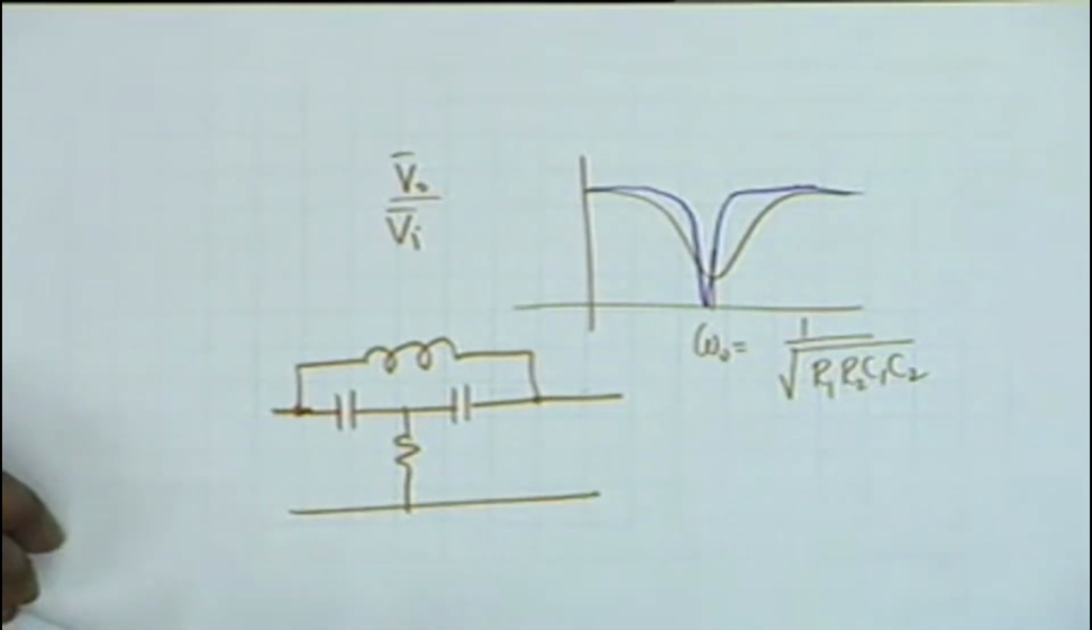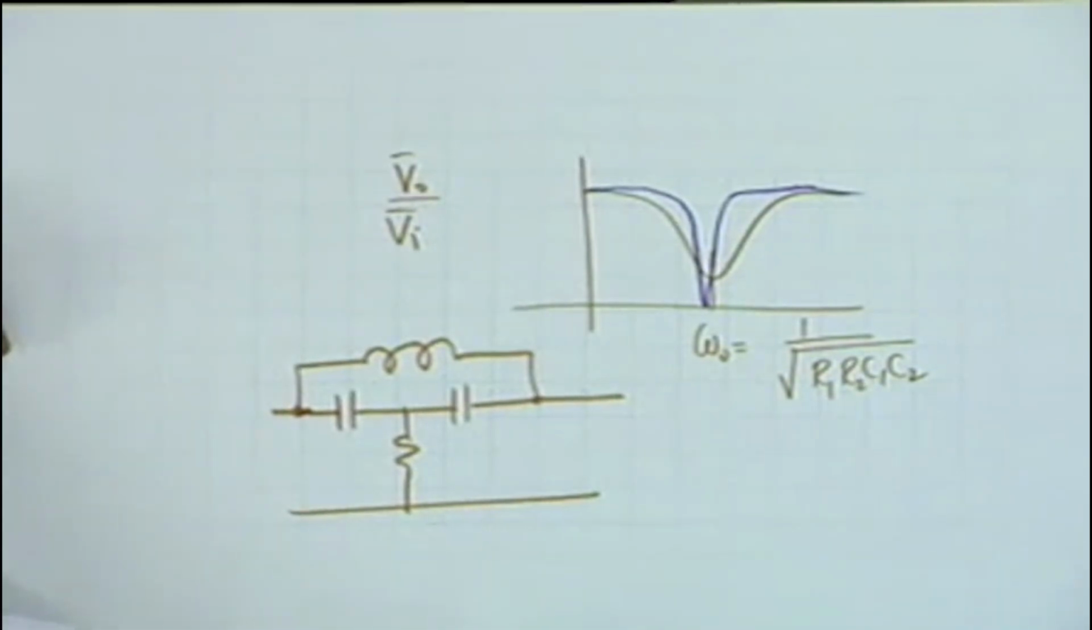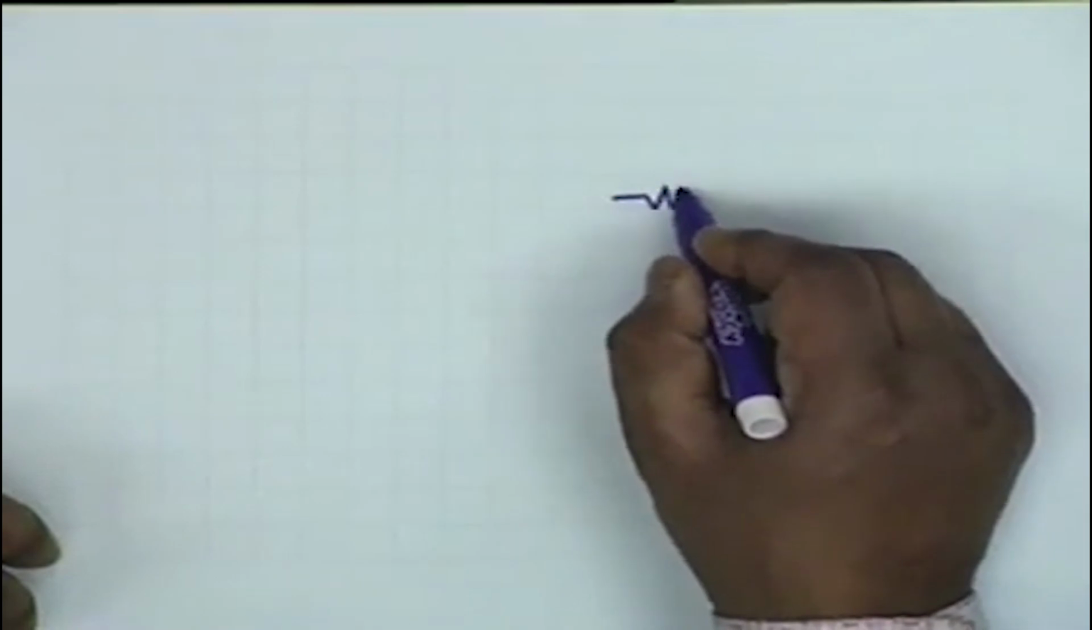And one of the simplest examples of two kinds of energy storage elements in a circuit is the so-called resonant circuit, the simplest of which is this circuit, the series circuit.